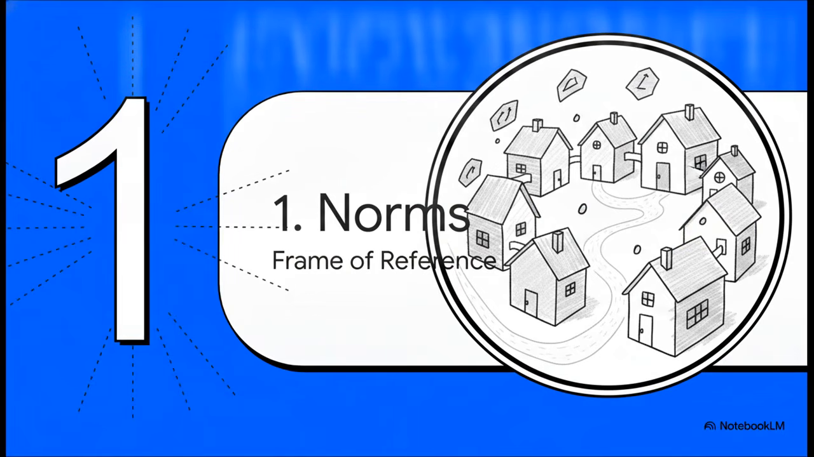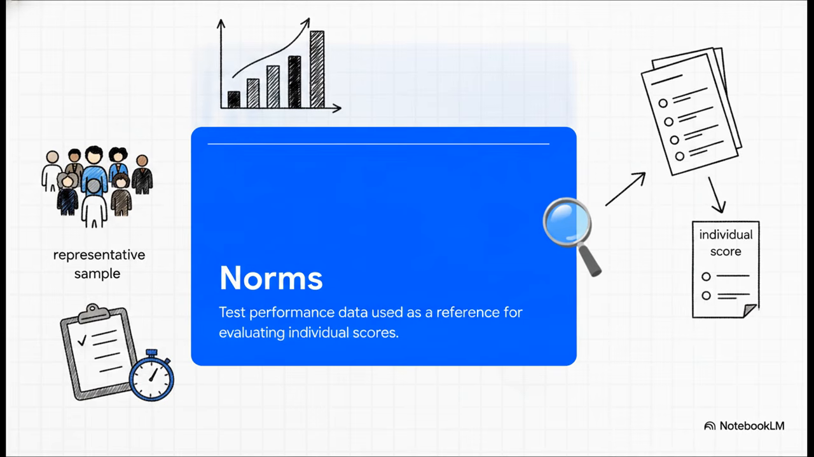Starting off with Pillar 1, norms, our frame of reference. Step 1 in our scientific process is giving that raw score a neighborhood to live in, so to speak. We need to create a frame of reference so we can actually understand what a score means in the real world. And this brings us to the definition of norms. Norms are the test performance data of a specific group, which we call the normative sample, that we use as a reference point for evaluating individual scores.